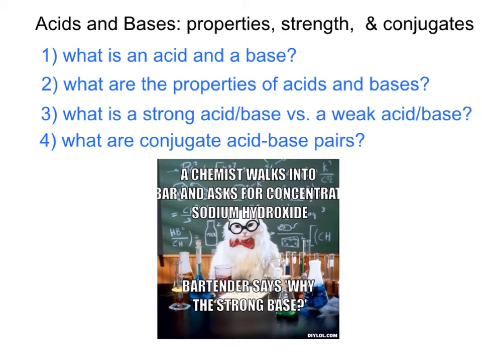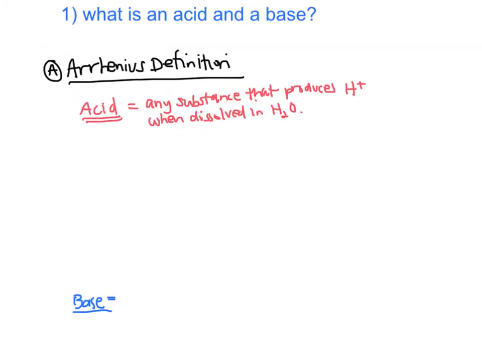This tutorial covers some basic things you need to know about acids and bases, specifically the properties of acids and bases, their strength, at least relative to one another, and of course what conjugates are. So the first thing we'll talk about is what an acid and a base are. Then we'll talk about their properties, how we rank their strengths, and then of course, last but not least, conjugate acid-base pairs.